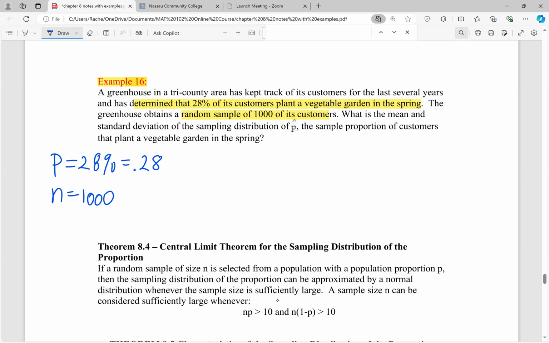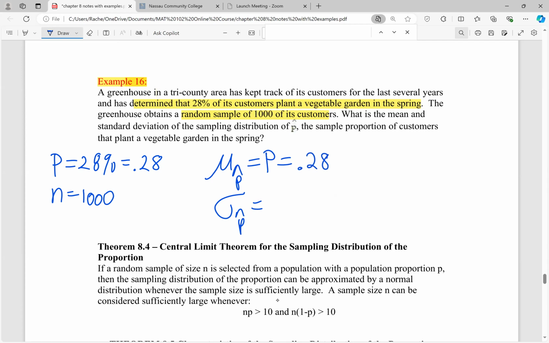What is the mean and standard deviation of the sampling distribution of p hat? Imagine it was possible that we took all the possible random samples of 1,000 from this population of customers. And from each sample of 1,000, we measured p hat, which is the proportion that plant a vegetable garden in the spring. What would the mean of all those p hats be? What would the standard deviation of all those p hats be? That's what I'm asking. So what's mu sub p hat? What's sigma sub p hat? Mu sub p hat is equal to p, the population proportion, which is 0.28 in this case.